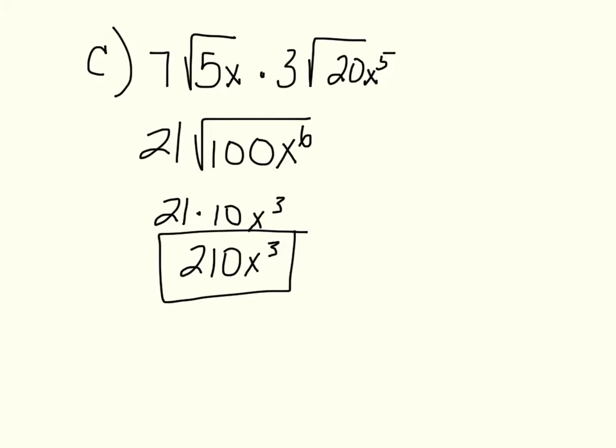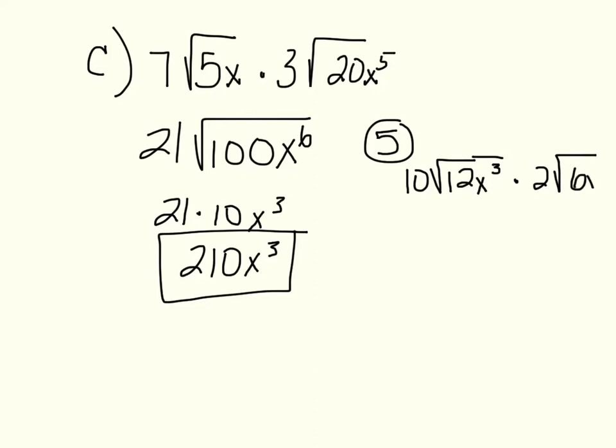If you understand it now, you can skip this next problem. Otherwise, I am going to do one more here, number 5. Number 5 says 10 times the square root of 12x to the 3rd times 2 times the square root of 6x to the 3rd. Let's multiply them together. 10 times 2 is 20.